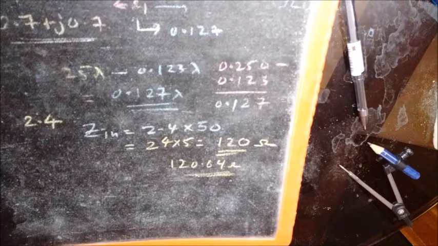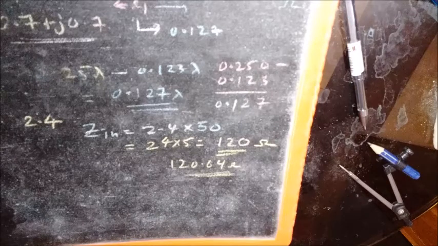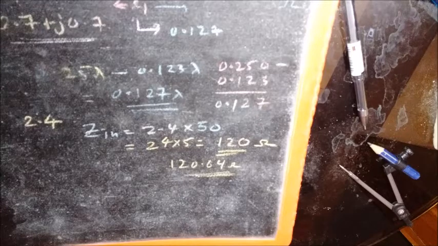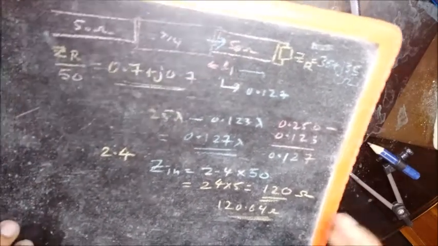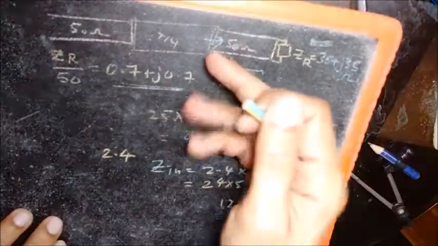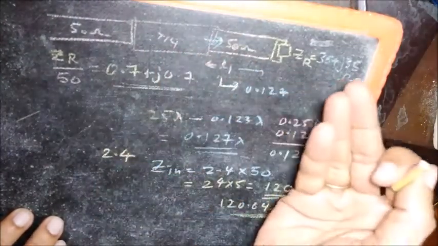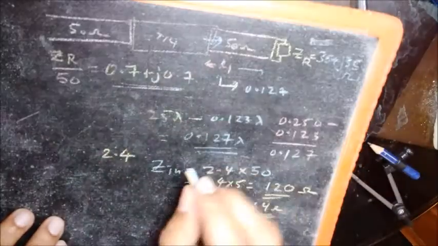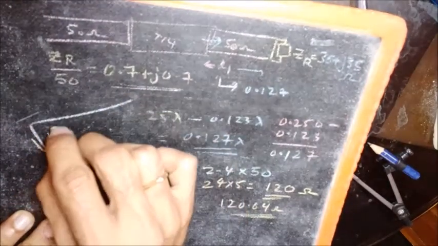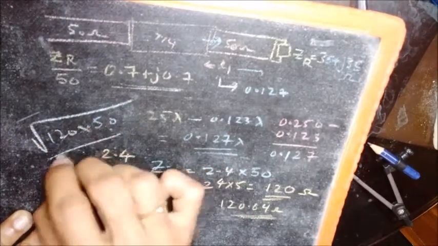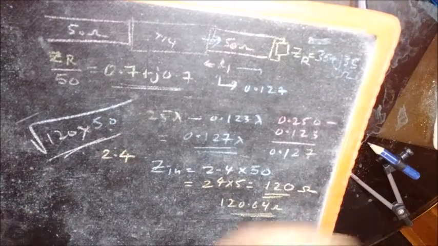120 ohms is the answer we get from the Smith chart. Maybe if you are more precise, it is possible to get something closer to what we got by the analytical method in the previous video, which was 120.64 ohms. Now the problem is solved, because we know the input impedance is 120 here, and the length of this is lambda by 4. We know that this side it is 50 ohms, so we can find the characteristic impedance of this. It will be the square root of 120 into 50, which gives a value fairly close to 77.6.